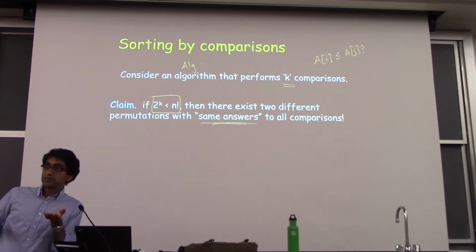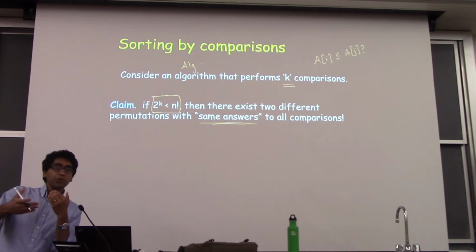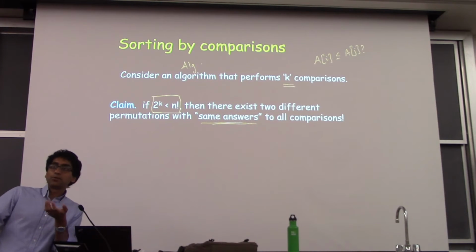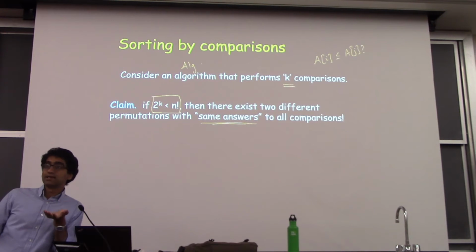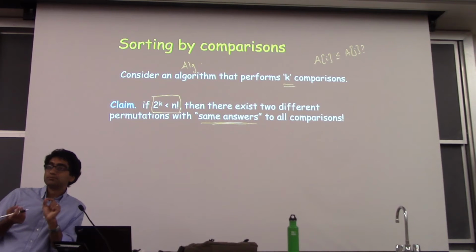Right? So that's the kind of question that the algorithm is asking you. One way to think about it, if it helps, is imagine you are interacting with the computer, with this algorithm. The algorithm asks you questions like, is a of i less than or equal to a of j? And you say yes or no.